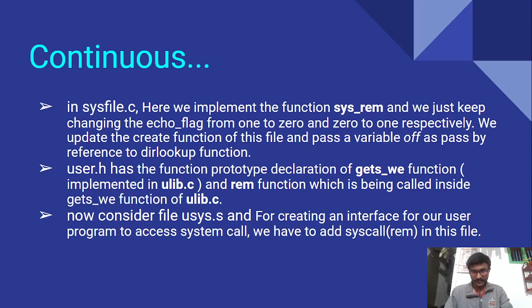We update the create function of this file and pass a variable by reference to the dir lookup function. Now user.h has the function prototype declaration of the gets_v function, and this function is implemented in ulib.c, and the rem function is being called inside the gets_v function of ulib.c. Now consider the file usys.S, and for creating an interface for our user program to access the system call, we have to add the syscall in this file because we are going to create an interface for our users.